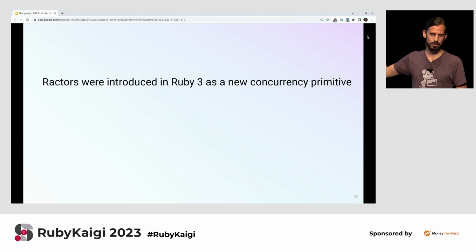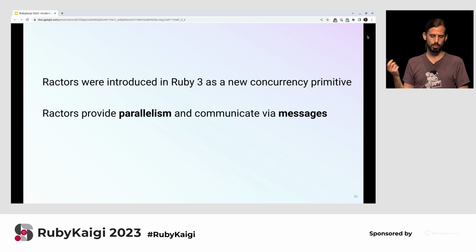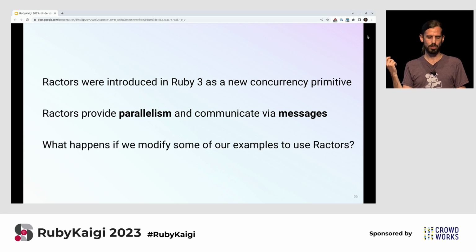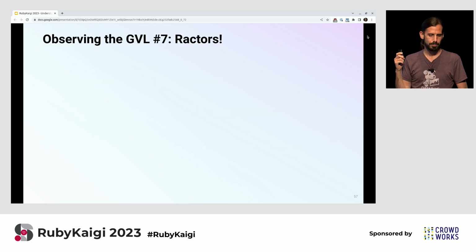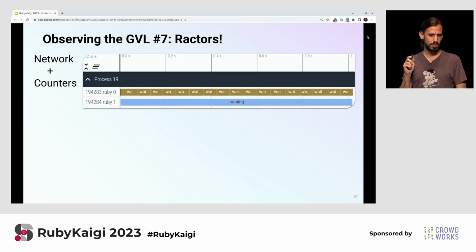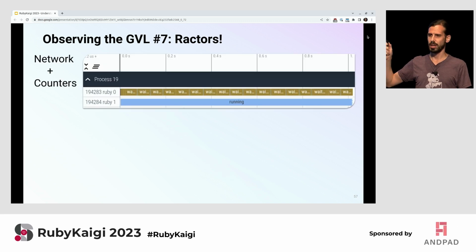Furthermore, you might remember that Ractors were introduced in Ruby 3 as a new concurrency primitive. And Ractors are supposed to provide parallelism, and you're supposed to communicate between Ractors with messages. So the question is, what happens if we modify some of our examples to use Ractors? How will they fare? So example number 7 is that if we take the network plus counters example, and we put each thread on a separate Ractor, then it works perfectly. We now see that the top thread spends most of its time waiting on the network, and the bottom thread spends most of its time running.